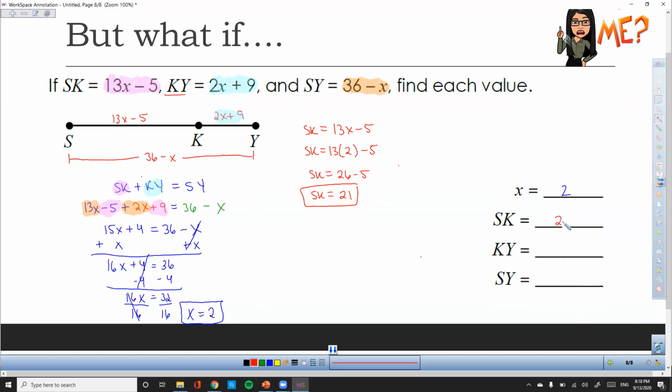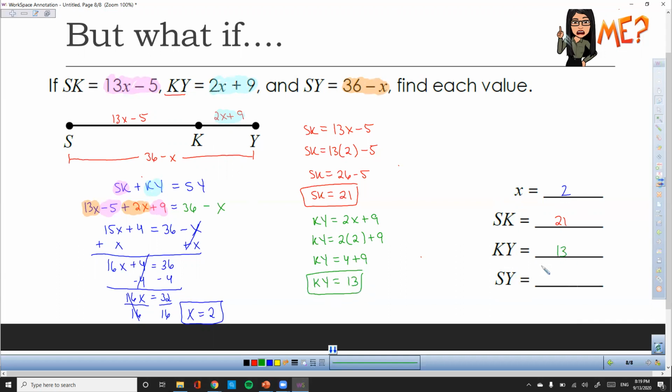All right, so if the length of segment SK is 21, let's do the same thing for segment KY. I know that segment KY is 2x plus 9. Well, I already know that x is 2, so the length of segment KY equals 2 times 2 plus 9. If I continue simplifying, 2 times 2 is 4, plus 9. So the length of segment KY equals 13.